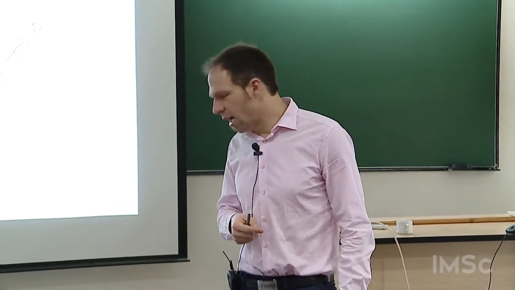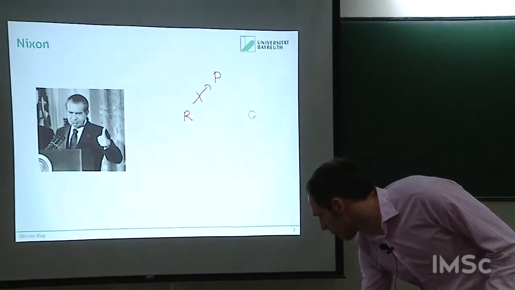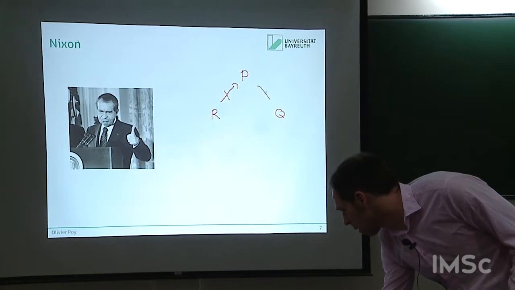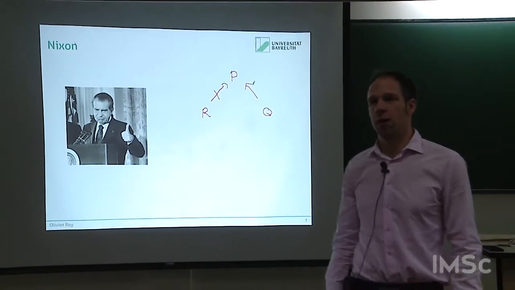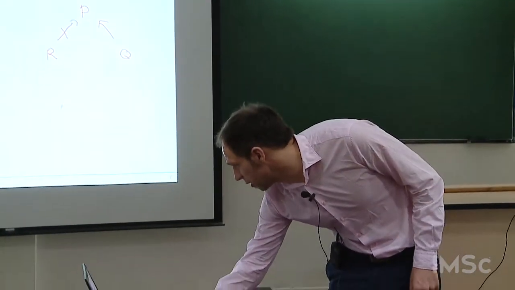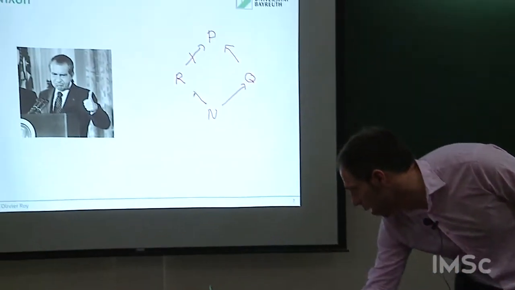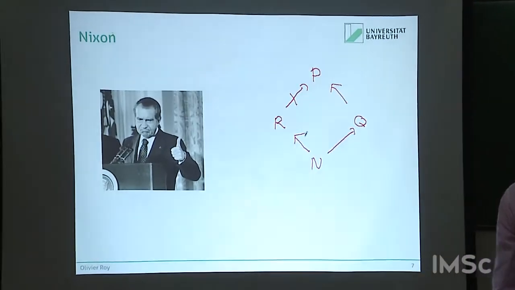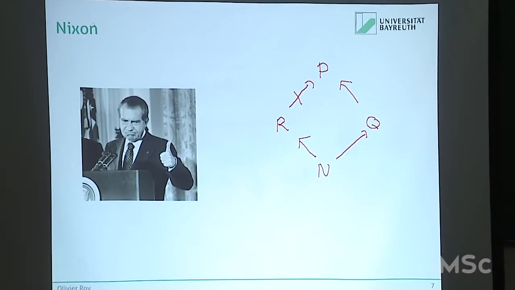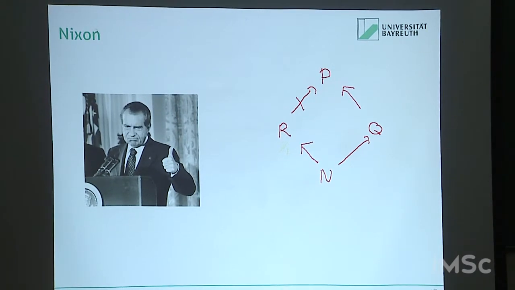Now, our other rule is that actually Quakers are pacifists. It's very important for them. Now, as it happened, Nixon was both a Quaker and a pacifist, and a Republican. So, what should you believe about Nixon?